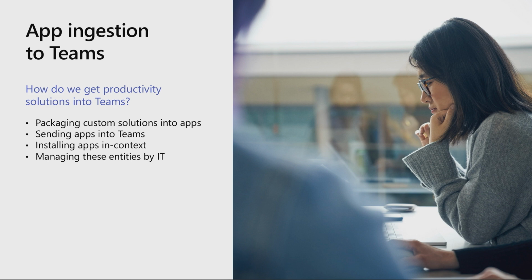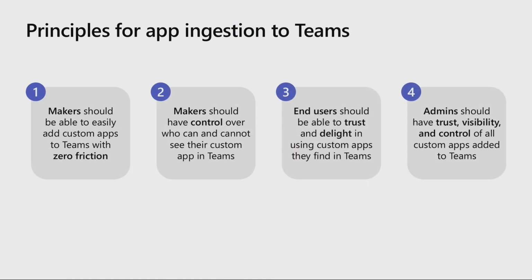And in this next slide, you'll see these are really the 4 principles we used to make app ingestion into Teams easier. So number 1, those who make the app should be able to add them into Teams with 0 friction. You'll see some of this, the awesome stuff we've built that does that. But just getting your processes and applications into Teams is the first step. We also want to make sure that those makers have control over who can and can't use their app in Teams. So we don't want to just expose it to everyone if that's not the intent.